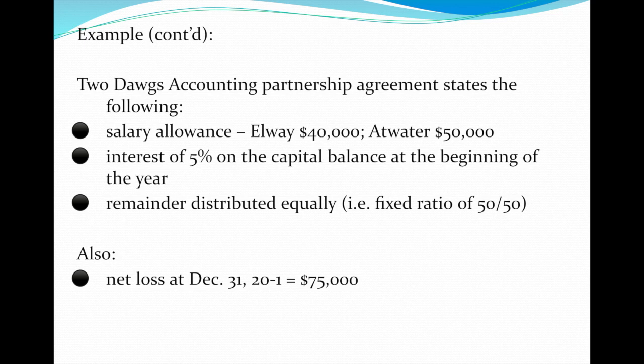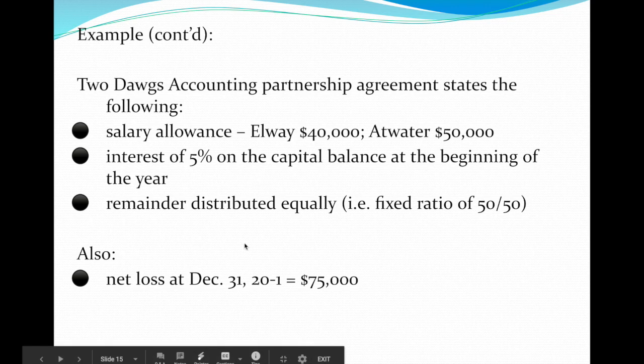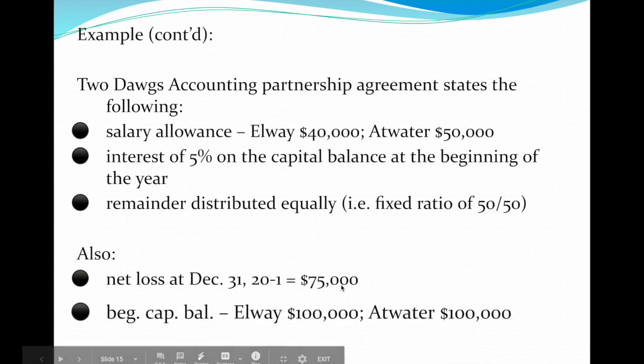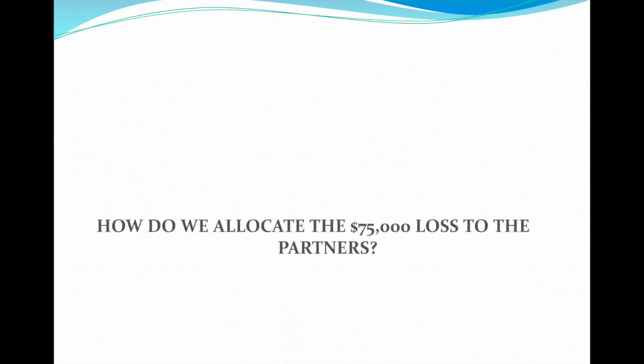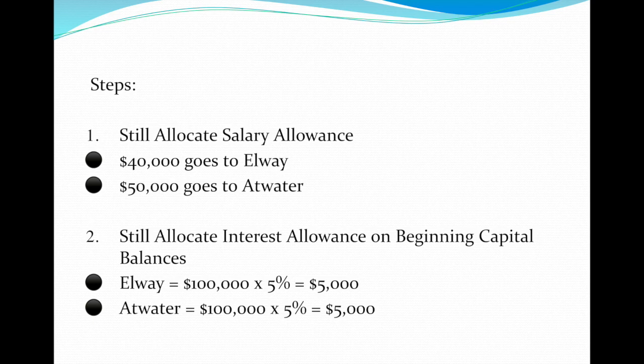So, we're going to look at what happens when we suffer a loss now. Everything's the same as before, except now there's a net loss of $75,000. Beginning capital balance is exactly the same. Elway has $100,000 and Atwater has $100,000. So our two first steps are exactly the same.